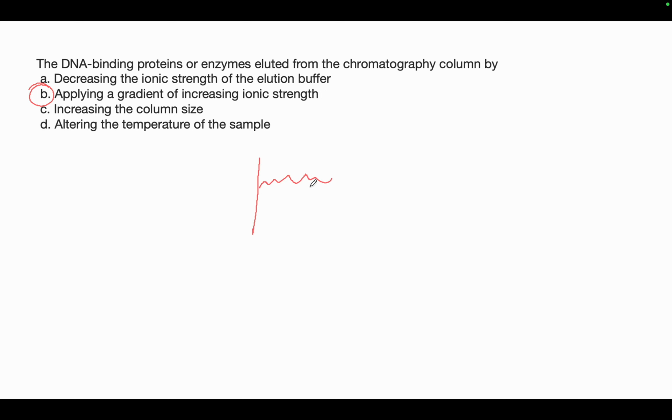We have a DNA and a protein bound to it. This DNA and protein are bound by ionic interactions, and these interactions can be easily eluted if we increase the ionic strength.